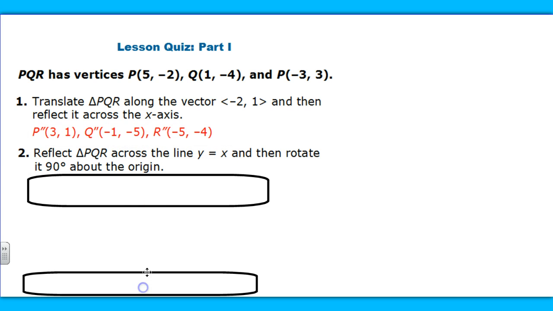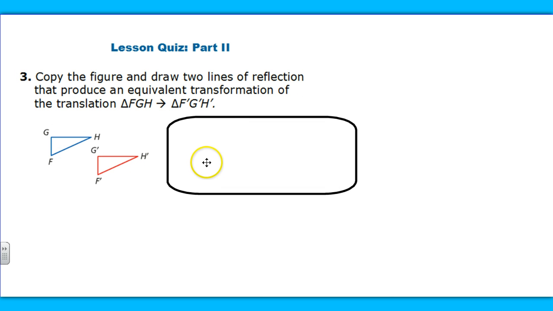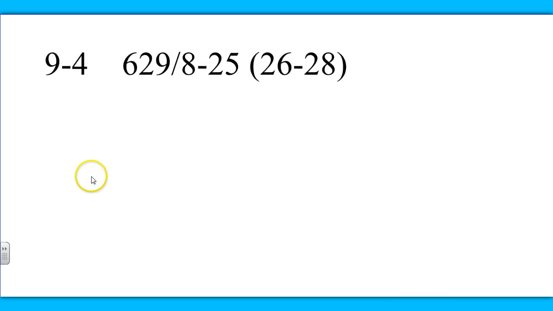Number 1, number 2, these are the coordinates you should have found. And drawing your lines of reflection, you should have drawn a segment between two corresponding points, find the midpoint, and then a perpendicular bisector of each of those midpoints, right? Very good. And there you go.